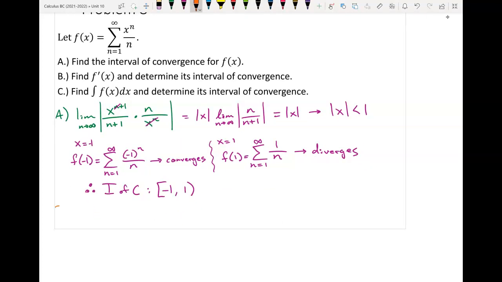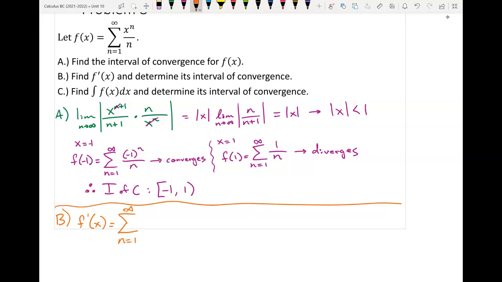Okay, let's go ahead and look at part B. They want us to find f prime. So f prime of x, I look at my series here, and we are just differentiating. The variable is x, so when I differentiate that, that should just be n times x to the n minus 1 over n. My n's cancel, and I'm left with the series n equals 1 to infinity of just x to the n minus 1.